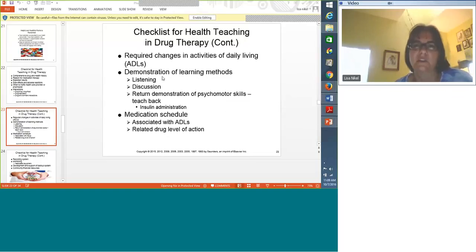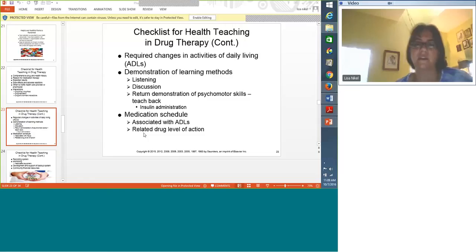We will focus specifically on demonstration of teaching and learning methods. Some clients learn well by listening and discussing, and there is what's called the teach-back technique, which is where the client gives you a return demonstration of the actual skills. We'll talk specifically about teach-back, and one of the key examples is when clients are learning to deliver insulin. And then the medication schedule, being mindful of certain activities of daily living and related drug level of action.